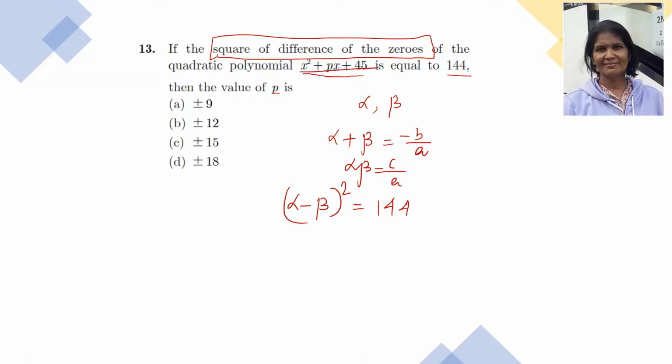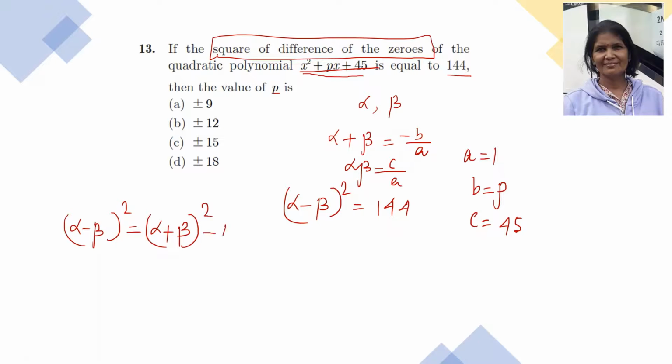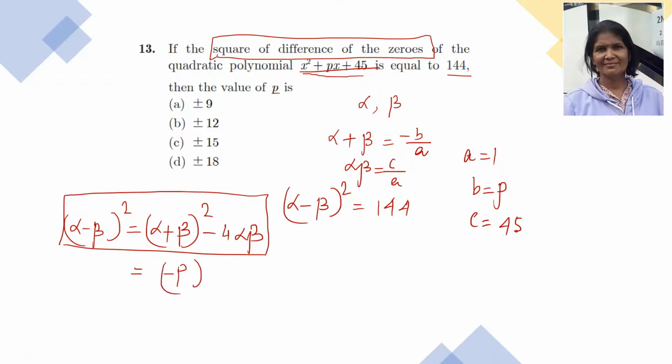So in this particular question, polynomial a is 1, b is p, and c is 45. So let me write the formula: alpha minus beta whole square is equal to alpha plus beta whole square minus 4 alpha beta. Unless you know this formula, you cannot solve this question. So I'll write alpha plus beta is equal to minus b by a. So it will be minus p only. a is 1, p square minus 4 into alpha beta. Alpha into beta is c by a. c is 45, a is 1. So I'll write 45. This is alpha minus beta whole square is equal to minus p square.